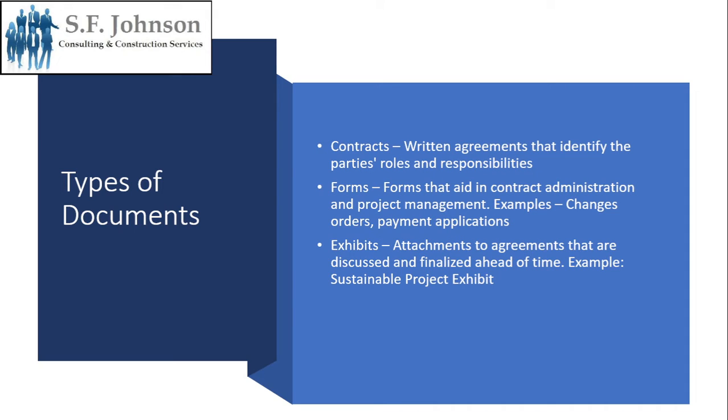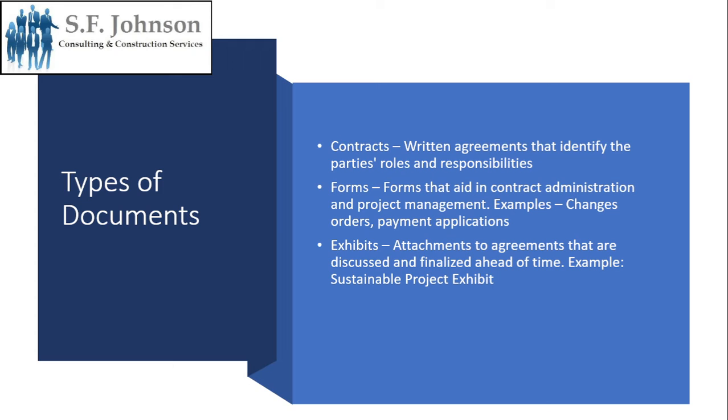And then the third type of document that AIA provides are exhibits. These are attachments to agreements that are discussed and finalized ahead of time. One example that they give is a sustainable project exhibit. The exhibits don't come with any of the forms directly. You have to get those individually. So those are the 3 types of documents that AIA provides: contracts, forms, and exhibits.